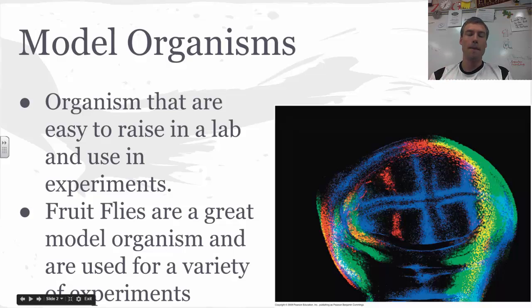First of all, model organisms are organisms that are easy to raise in a lab and use in experiments. And fruit flies are a great model organism. They were used in a wide variety of experiments. We've already seen them before in things like sex determination. So they were used a lot in the developmental genetic studies, which is why we're talking about them. Just to prep you, we are going to be taking a look at flies today.